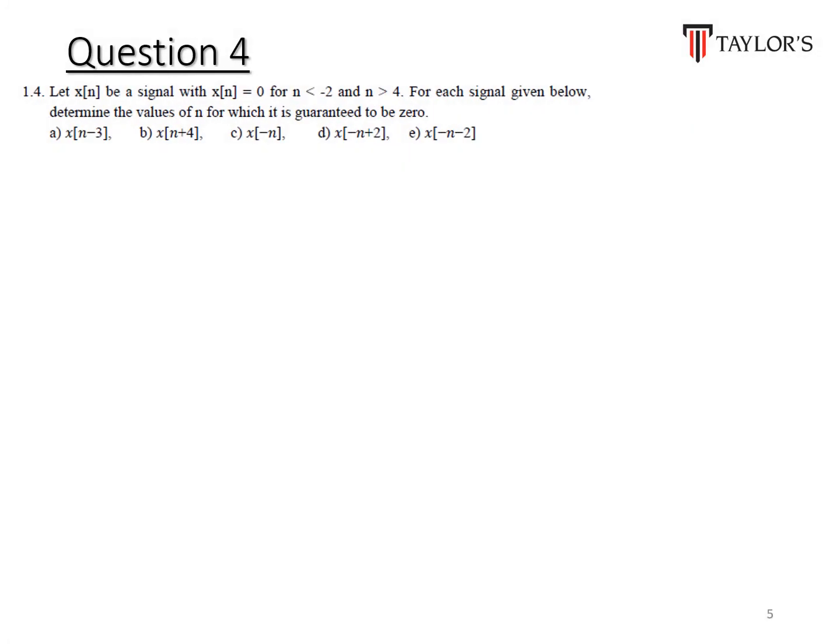In question 4, it says that x[n] is a signal where, when n is smaller than negative 2 and greater than 4, it will be 0. So it asks you to find out which of the following n values for each of these, a to e, is guaranteed to be 0. So let us look at just one solution. Alright, a. And then you can apply the same things to work on the others.